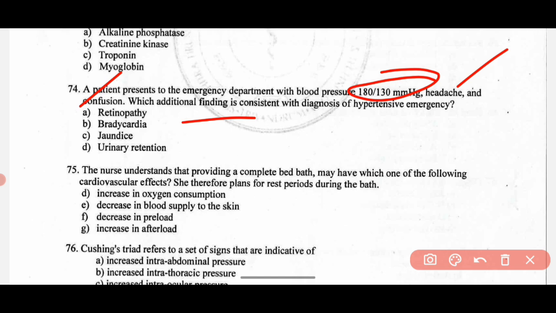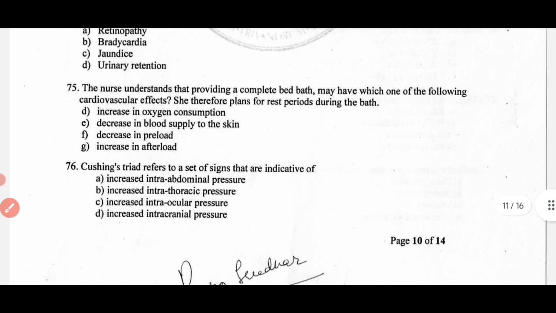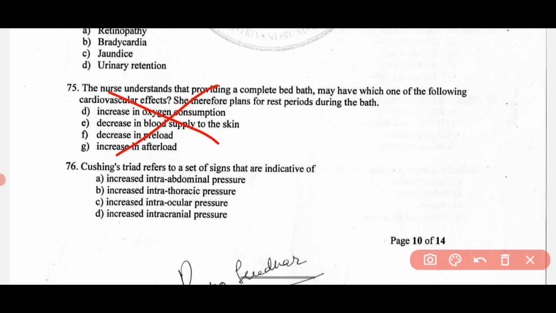Here you should know the complication of hypertensive crisis, that is retinopathy. If systemic hypertension is there, definitely retinopathy will be there. So if retinopathy is there, we can make sure that the person is suffering from systemic hypertensive crisis. So here the right answer is option A. And question number 75, this is a wrong question, so we can remove that.